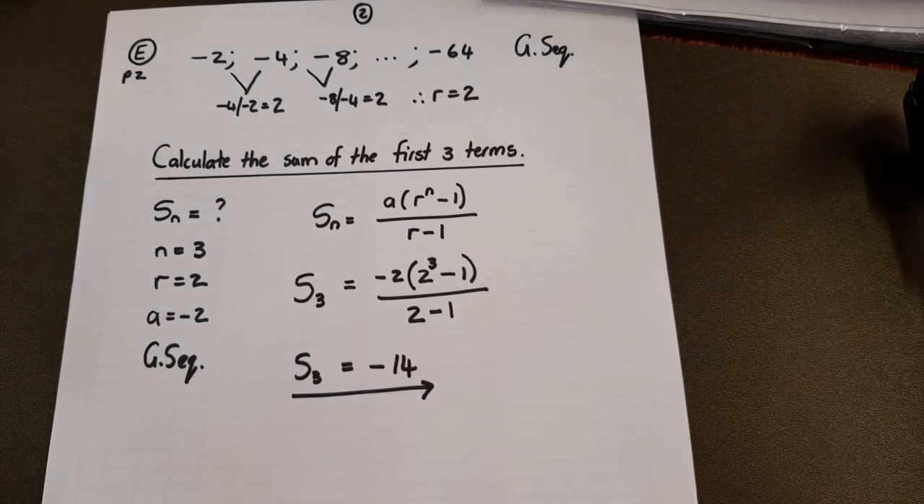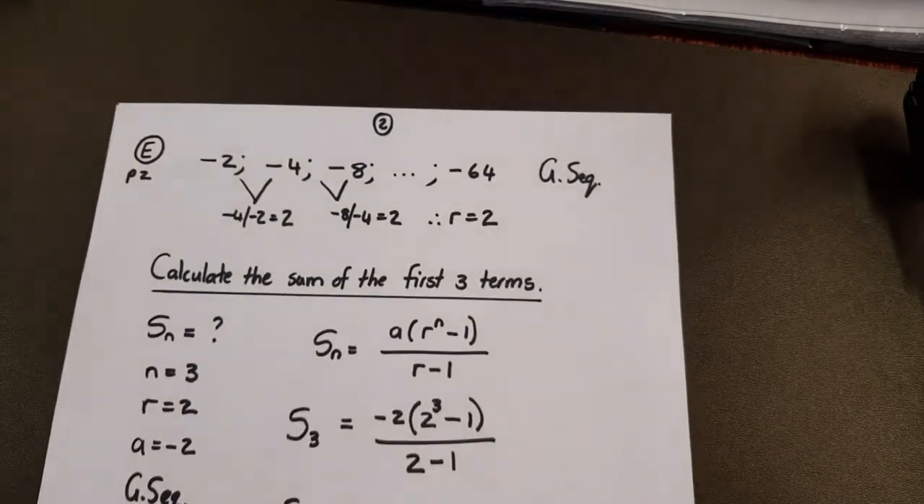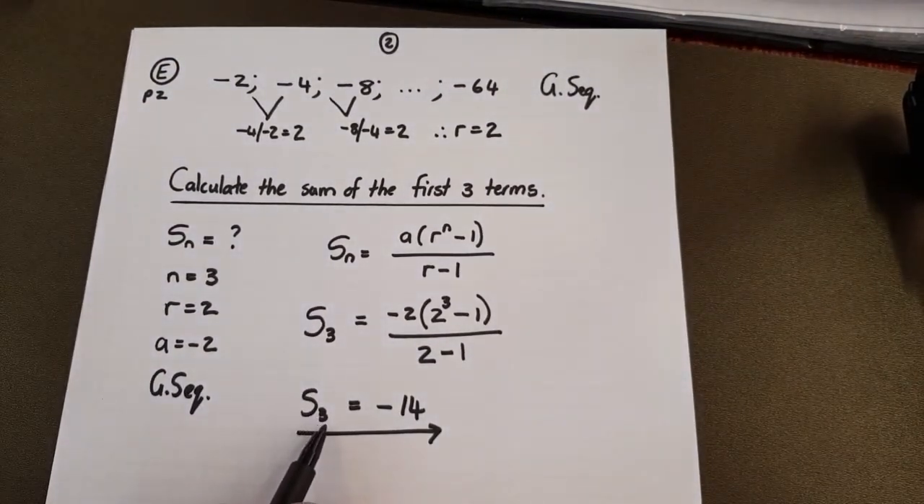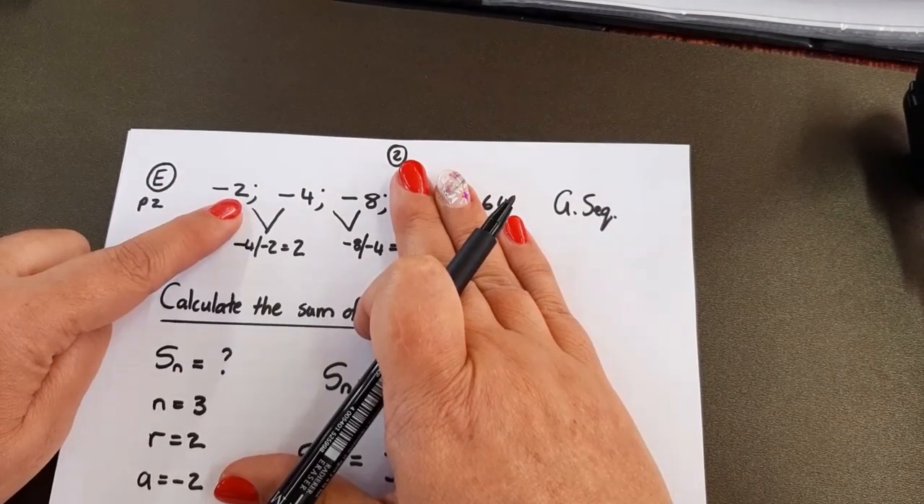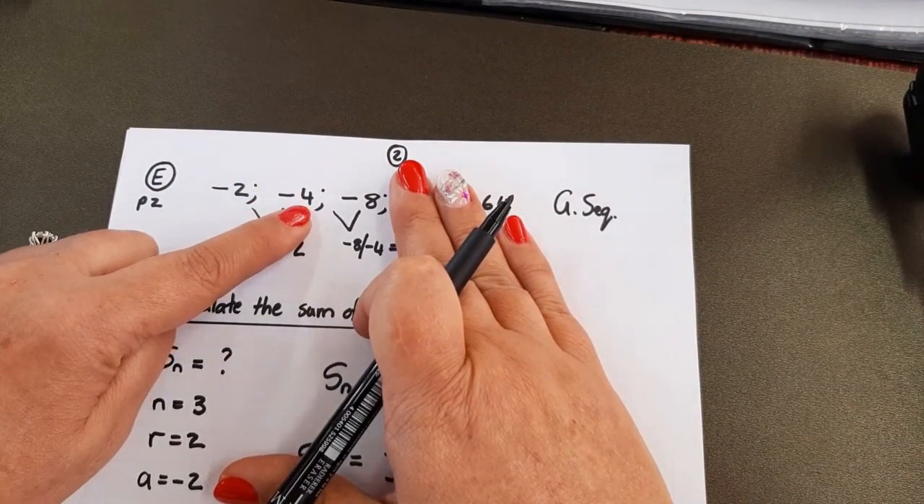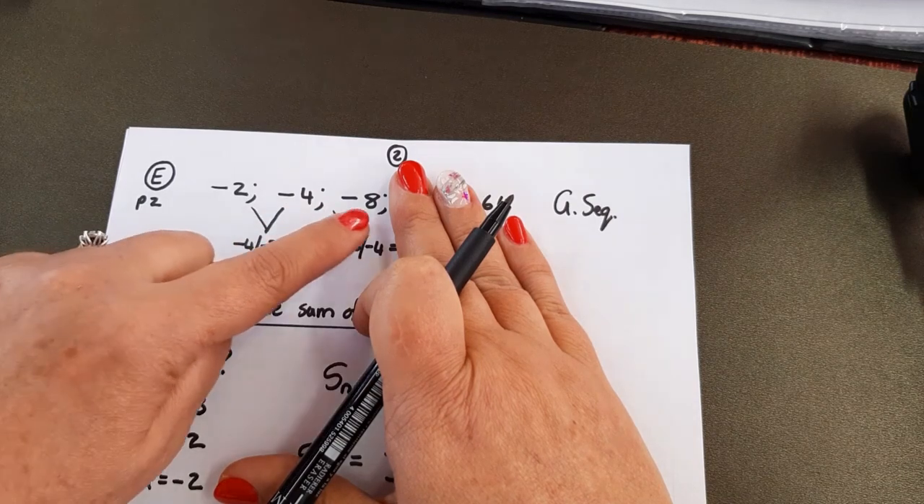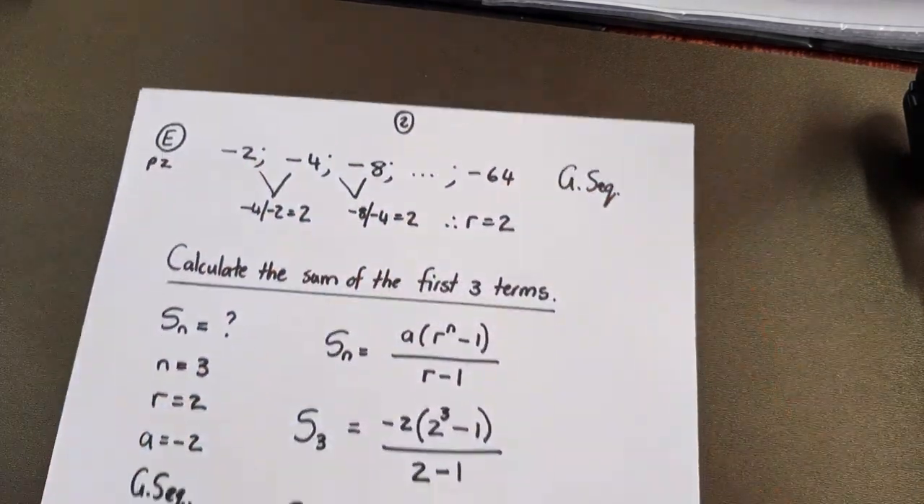You could also have done this mentally. They want the sum of the first 3 terms, so it's minus 2 plus minus 4, that's minus 6. Minus 6 plus minus 8 is minus 14.